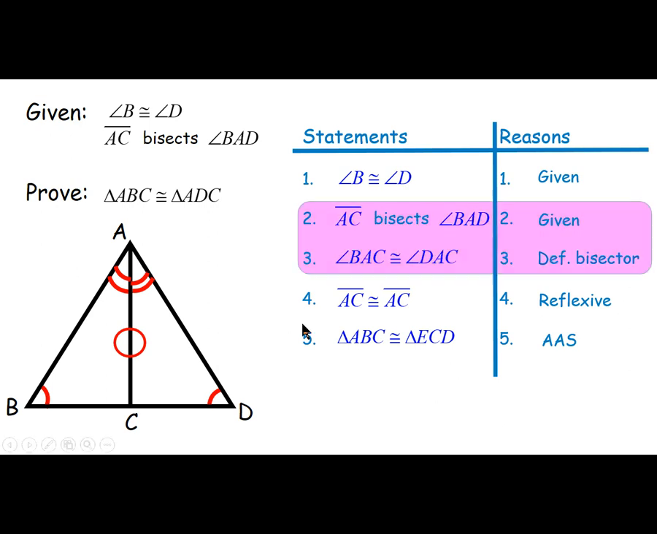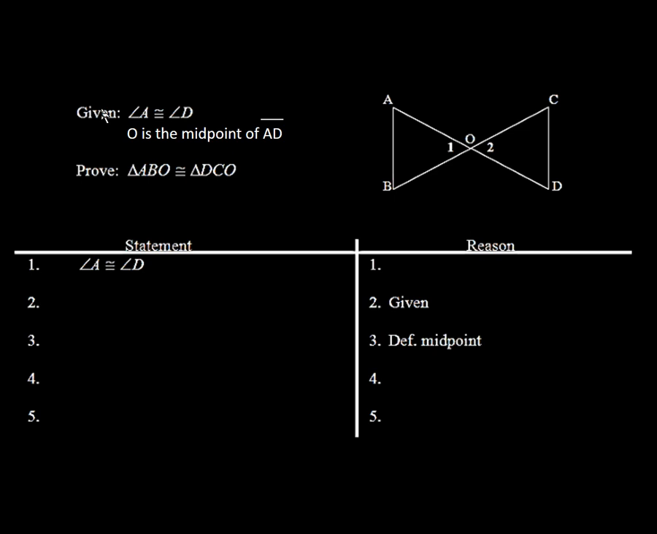And once again, note that when we talked about a bisector, it took up two lines in the proof. One line, we're told this is a bisector, that was given. The second one, now these angles are congruent because that's what a bisector does. Okay, so we're going to talk about one more proof, each one with a midpoint, one with a bisector.